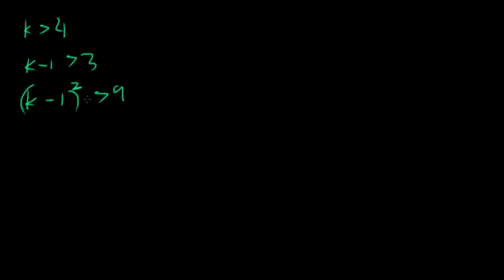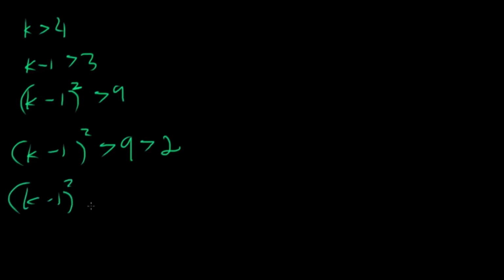And here it is. We're setting ourselves up. We need this statement, and this is totally true, because this is larger than 9. Let me go ahead and write it: 9, which is larger than 2. So we have k minus 1 squared is larger than 2. And you can kind of see where we're going now.